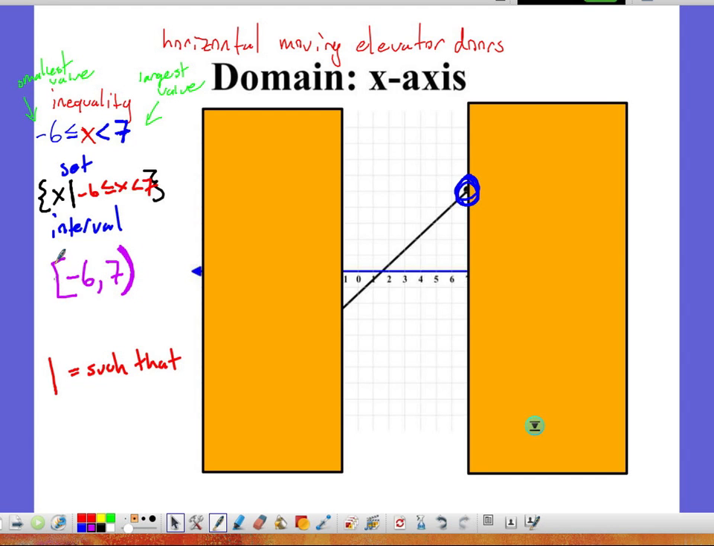So it doesn't have to be parentheses on both sides, or square brackets on both sides. It can be a combination of one or the other. So in this case we have square brackets because we had less than or equal to here, and here we have parentheses because we had less than right there. And that is it. That's my interval notation for the domain.